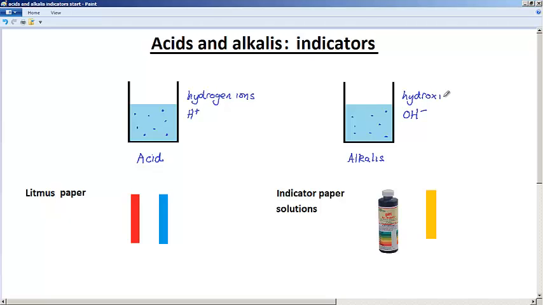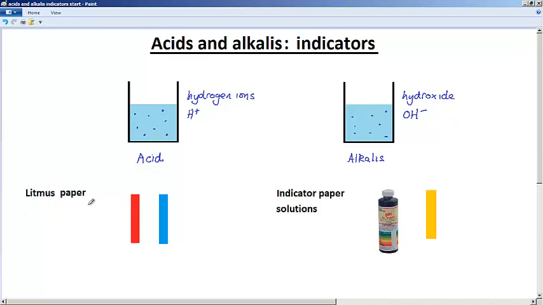Now, not only do these ions affect things like the taste of the substance, it makes an acid taste sharp and an alkali taste sour, or how they feel to the touch, for example, that it gives the soapy, slippery feeling to alkalis, and the corrosive properties. But these ions also have an interesting effect on certain chemicals in that they make the chemicals change colour. Now, we can make use of this property to help us identify whether a substance is an acid or an alkali, and determine how strong the alkali or acid is.